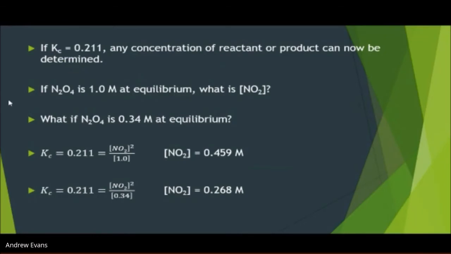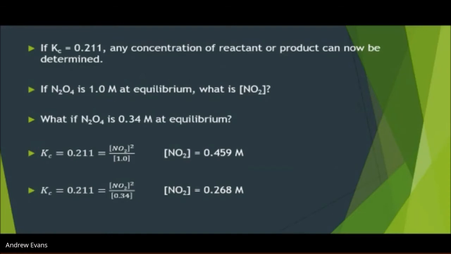Now, if we have our Kc 0.211, we can find any concentration with the reactant or product. With this Kc, because remember, Kc does not change unless you heat up or cool down this reaction. The only way to change that is to heat up or cool down. So once we know that Kc, we know if I have 1 molar N2O4 at equilibrium, how much NO2 must we have? If we have 0.34 molar N2O4 at equilibrium, how much NO2 must we have?